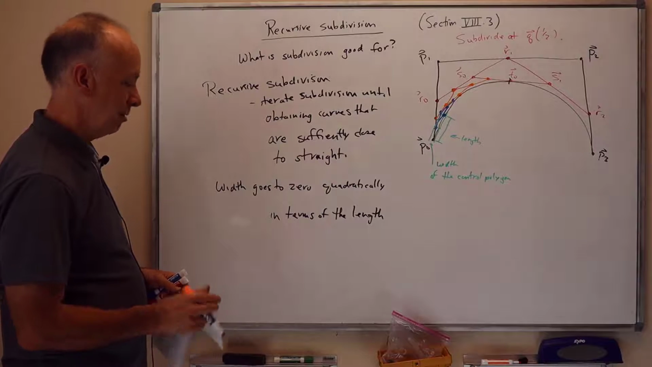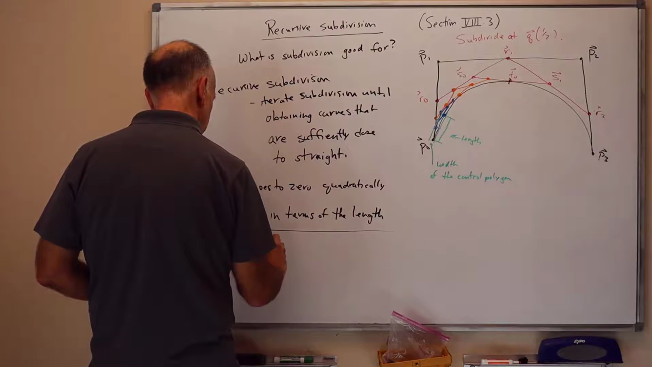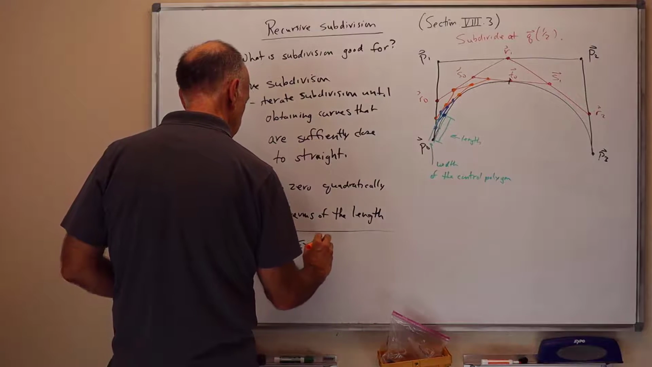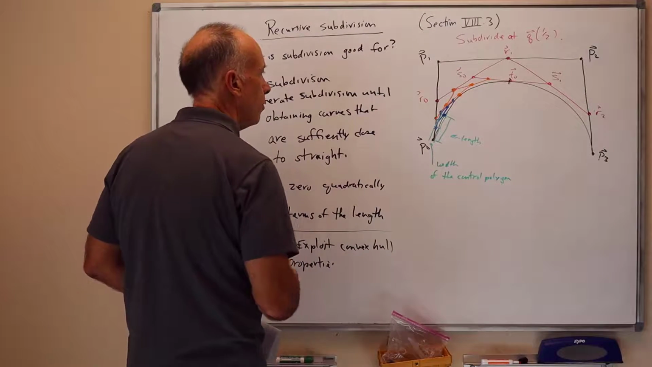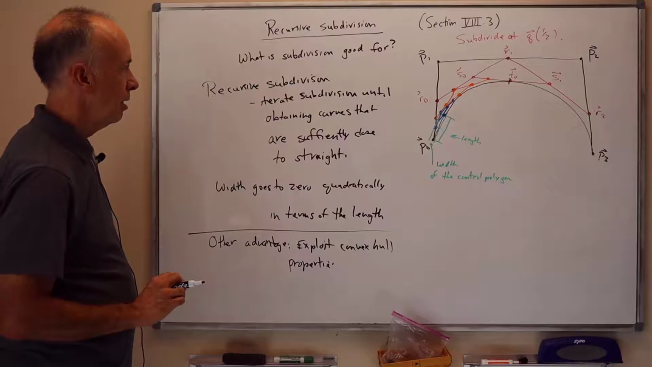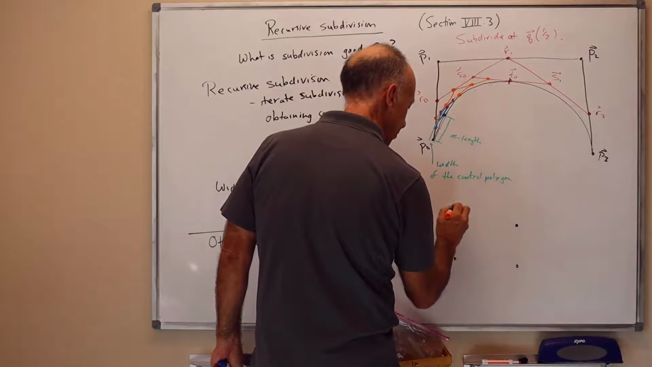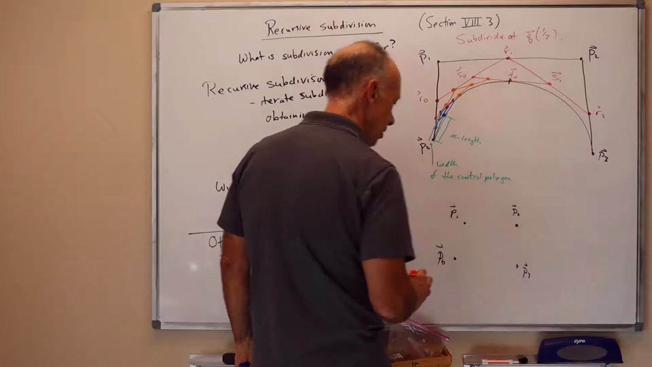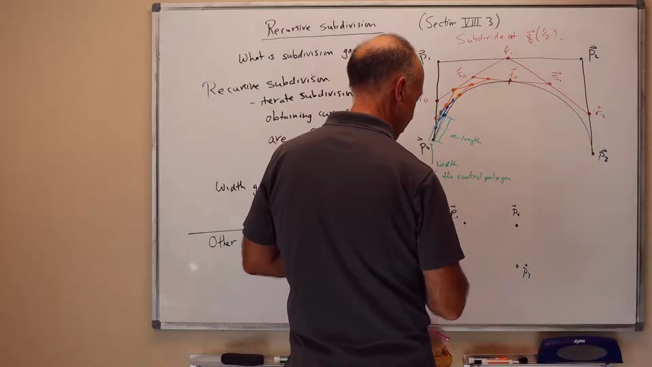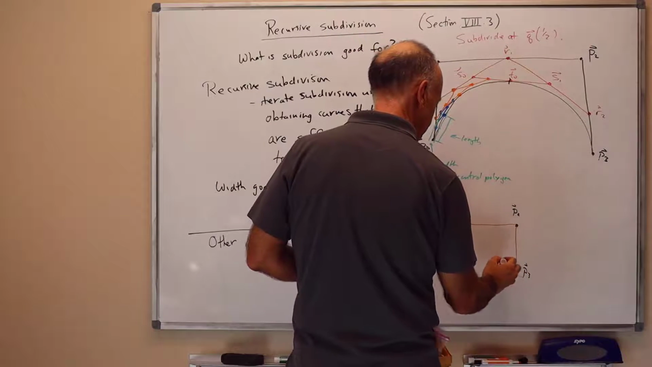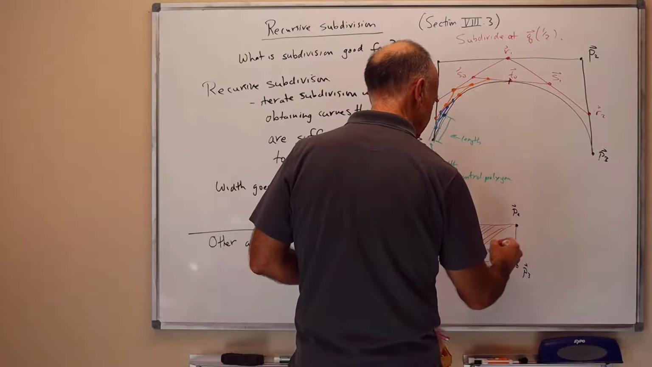The other advantage to subdivision is to exploit convex hull properties. So for this, if I have a Bezier curve with control points P0, P1, P2, and P3, we can form the convex hull of the control points. What does the convex hull mean here? The convex hull means the smallest convex set containing the 4 points. So we would take the shape, usually it's 4-sided, but it definitely doesn't have to be, and we take their convex hull, which would be this area shaded red here.